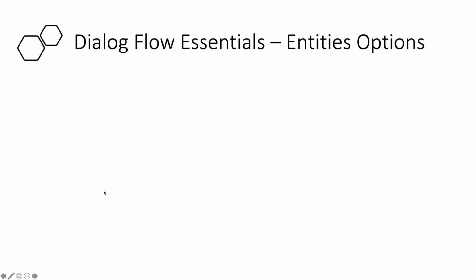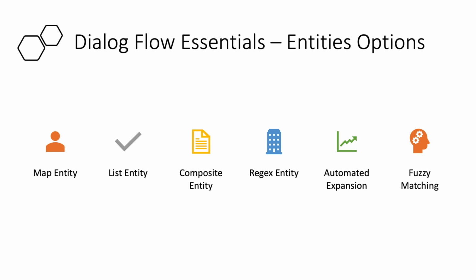Now let's understand what entity options Dialogflow gives us. It gives us map entity, list entity, composite entity, regex entity, automated expansion, and fuzzy matching. So let's discuss each one in detail.